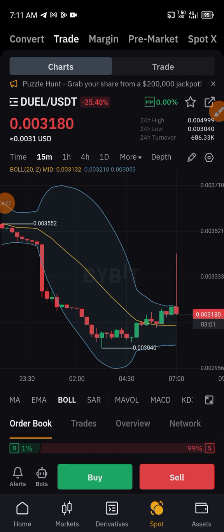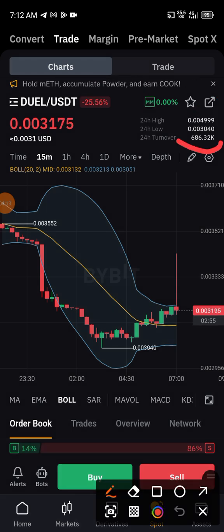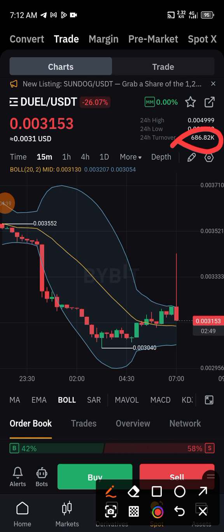What we need to check here is its 24 hours turnover. The 24 hours turnover of this coin is 686.32 thousand USD, which is a very good one. It shows that it is going to have very big potential in the nearest time.